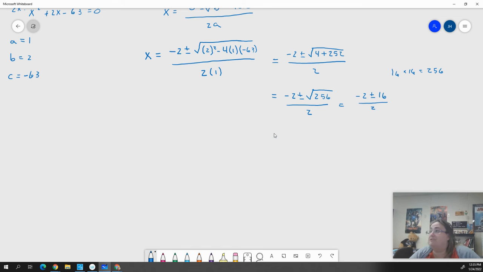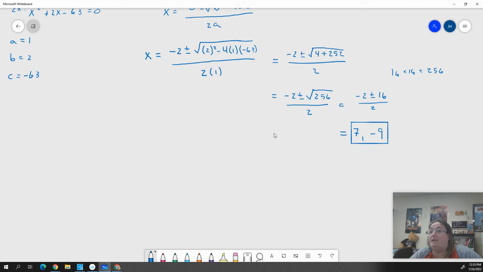And if you remember, I said that's 2 solutions, right? It's negative 2 plus 16, right? Which is 14 divided by 2, which is 7. Or negative 2 minus 16, which is negative 18. And when we divide that by 2, we get negative 9. These are our solutions. These are our x equals.